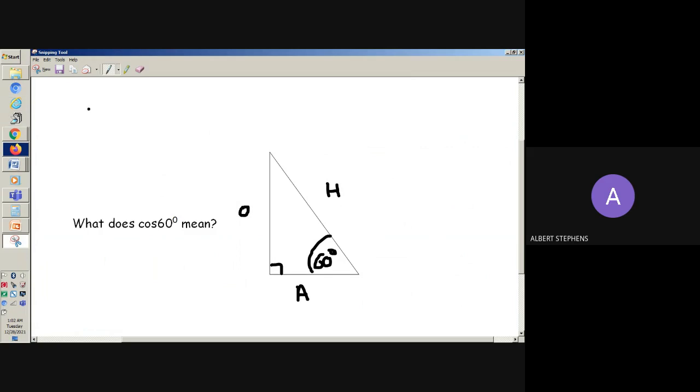Now, according to the ratio, cos means adjacent over hypotenuse. Many years ago, somebody discovered that when you have a 60-degree angle in a right angle triangle, the ratio between the adjacent side and the hypotenuse is actually in a 1:2 ratio. It's also a half. So cos 60 is also a half.